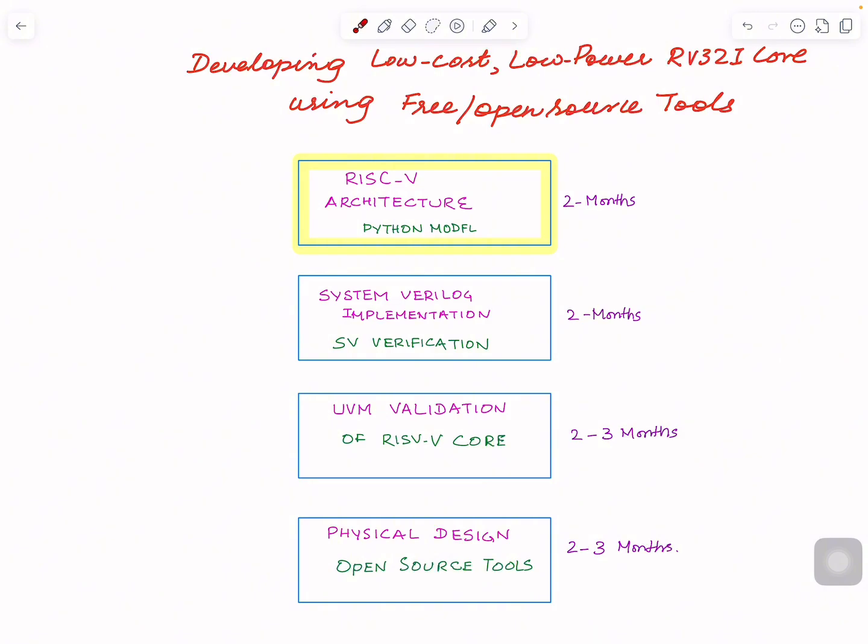My goal is to develop a low cost, low power, as low as I can, RV32I, which is a base integer form of the RISC-V, and we will use only free or open source tools for this one. It has 4 modules. The very first one is to understand the RISC-V architecture, or the spec of it, and go in detail over the instruction set architecture of it, exactly what we are going to build later on, because we're going to build this hardware. So first we need to understand the spec.